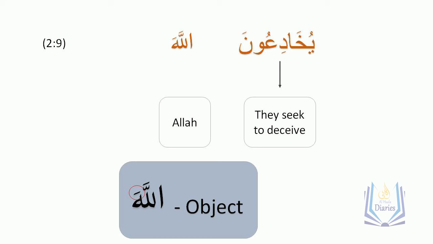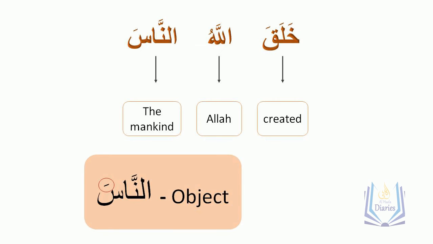Now let's take another example. For an example, خَلَقَ اللَّهُ النَّاسَ. Allah created mankind. So mankind is the object. So mankind, an-nas, gets a fatha. So with that we have done rafa and nasab. Now let's move on to jar.